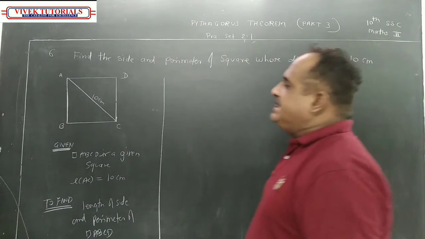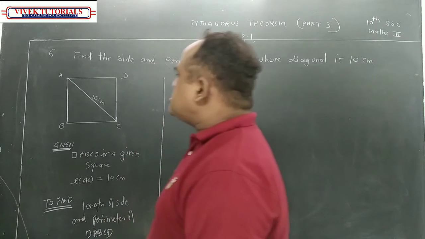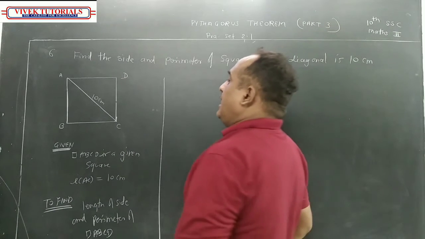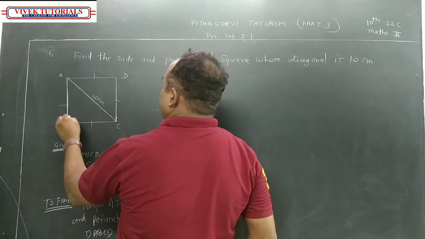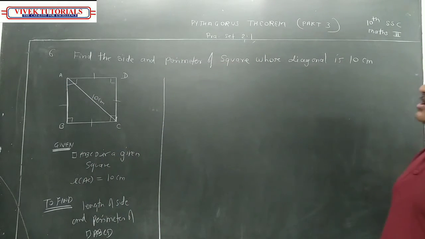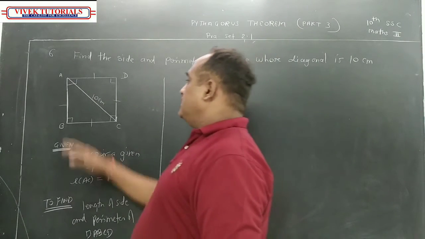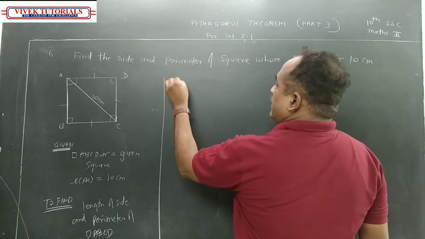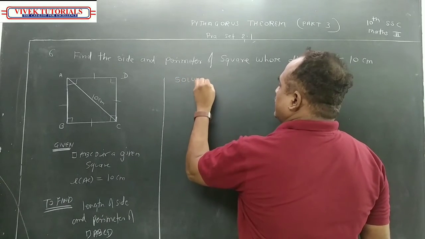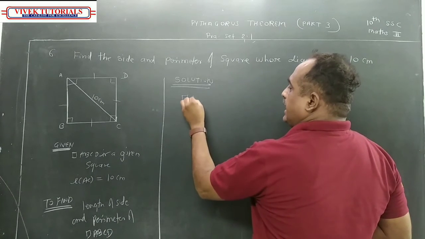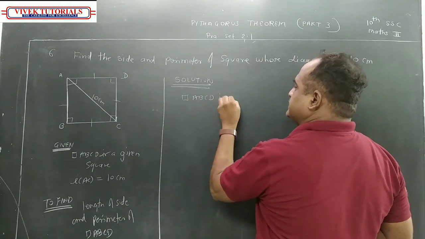You got it? When they ask about the square, you must know all the properties of the square. Last time we had studied that in a square, all sides are congruent and all angles are of 90 degrees. Now we are going to make use of that, and we are going to solve this question. Once again, a square has all the sides congruent as well as all angles of 90 degrees. So, solution: quadrilateral ABCD is a square.